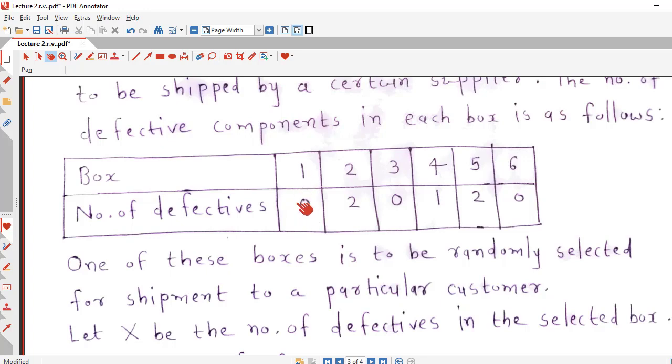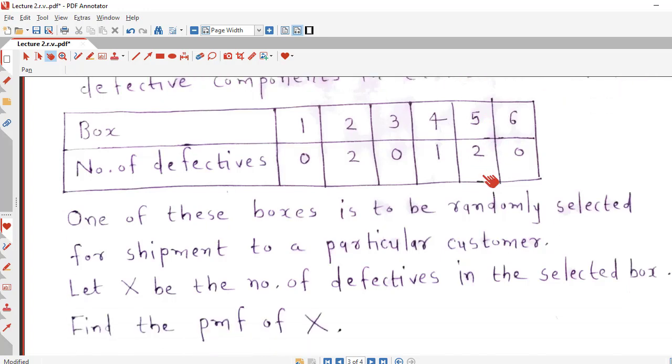So in box 1 it is given that there is no defective. In box 2 there are 2 defectives. In 3 and 6 there are 0 defectives. In 4 there is 1 defective, and there are 2 defective components in box 5. So we have to find out probabilities for values of x which are 0, 1 and 2.